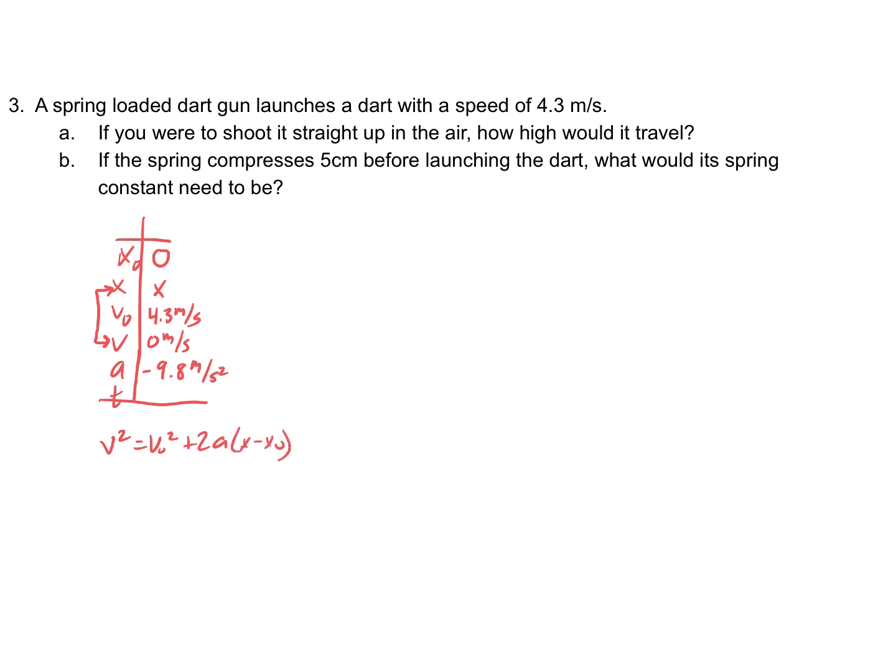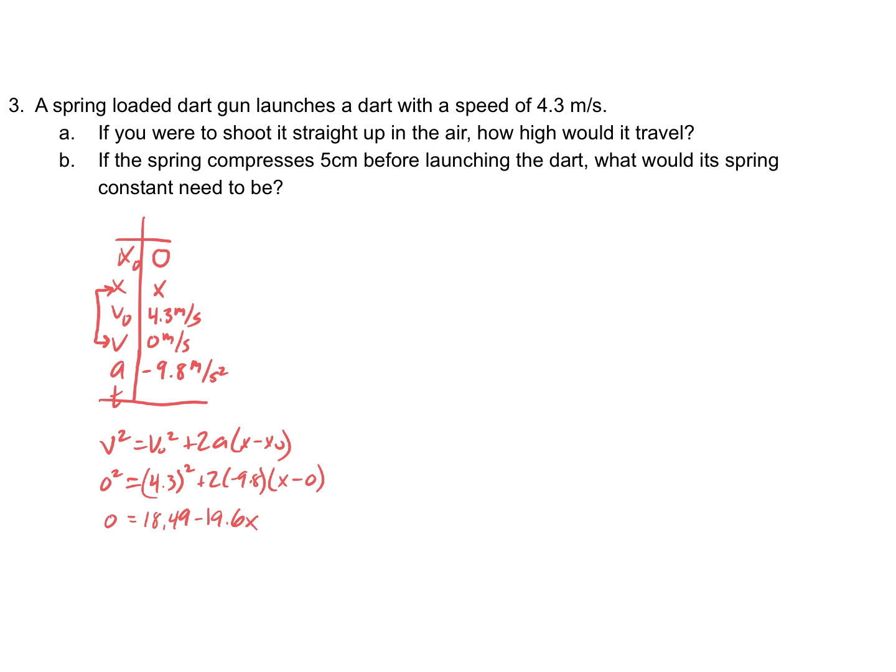And we throw those numbers in. So we're going to have 0 squared equals v naught, which is 4.3 squared, plus 2 times negative 9.8 times x minus 0. And you'll notice that that then is going to simplify. The left side is going to be 0 squared, which is 0. I'm going to have 4.3 squared, so it's going to be 0 equals 18.49. And then 2 times negative 9.8 is negative 19.6. X minus 0 is still x.